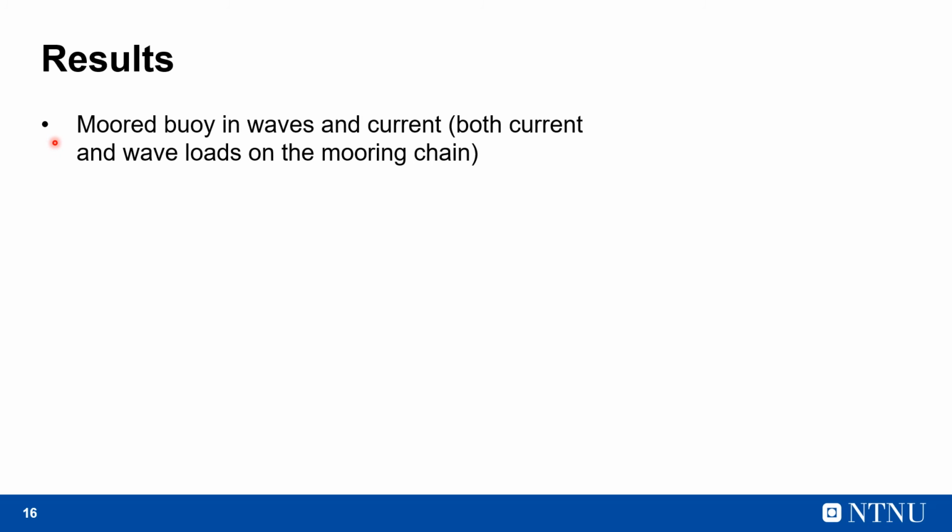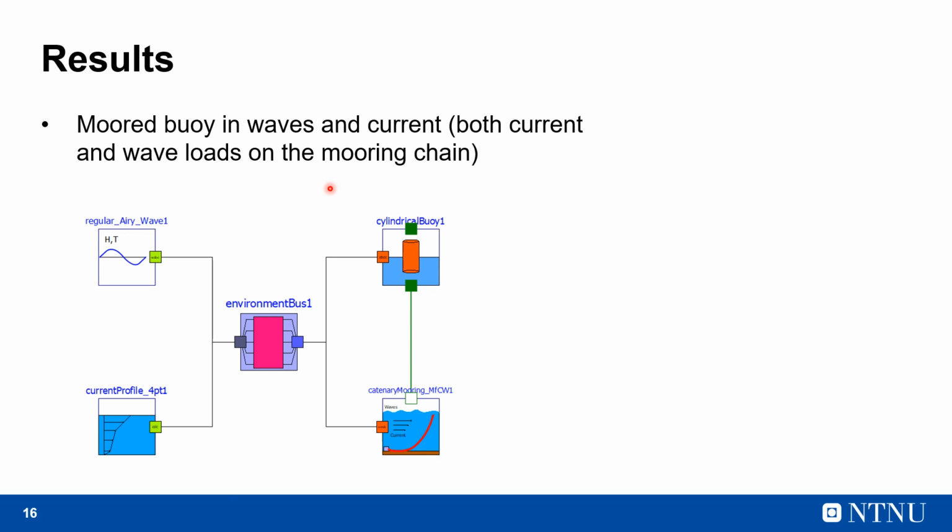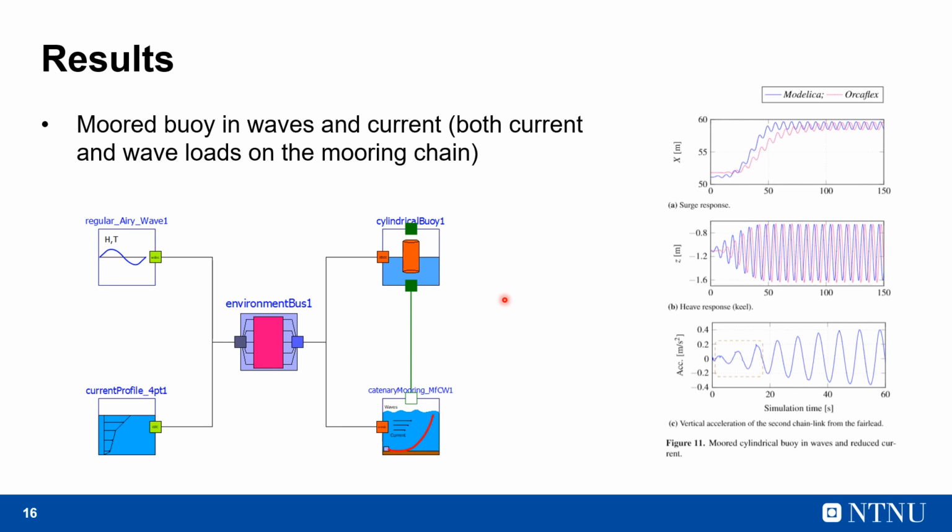We now look at the simulation results for a moored buoy in waves and current, this time considering both current and wave loads to act on the mooring chain. Again, the system model is built up in a similar way, with the only difference being that we now use the catenary component model to account for both current and wave loads. We see that the Modelica and Orcaflex results in both surge and heave are now in agreement with slight differences, and this could be because of the contribution of the inertia of the mooring line, which the Modelica model does not capture because of the quasi-static catenary approach.